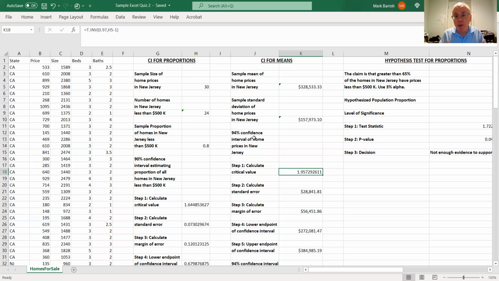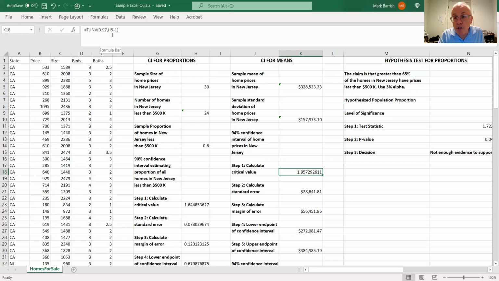94% in the middle means 3% on each end, each tail, right? That's the remaining 6. And the area to the left of the right positive value of that interval is going to be 94% in the middle, 3% on the left tail, 97%. That's why I use 0.97 here.